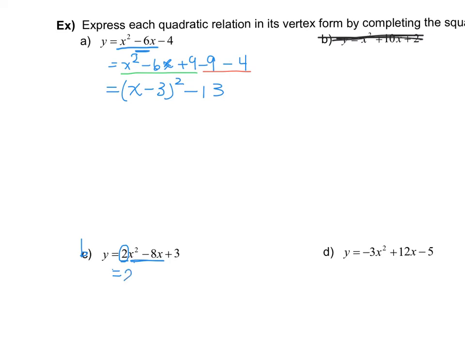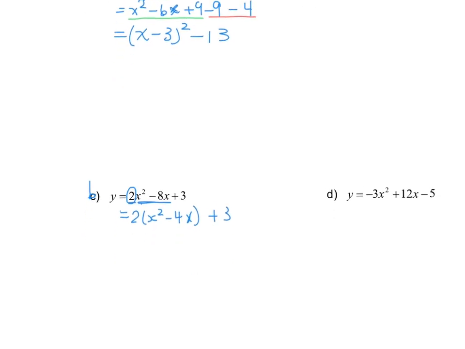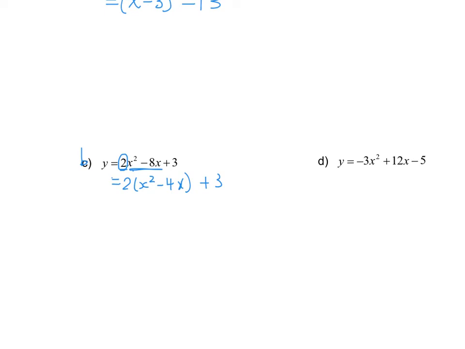So I'm going to common factor the 2 out of these 2 first terms. So I divided both of them by 2. The +3 is just going to travel along for the ride here. And then I'm going to repeat my process up above with what's in the brackets here. I want to complete this square.